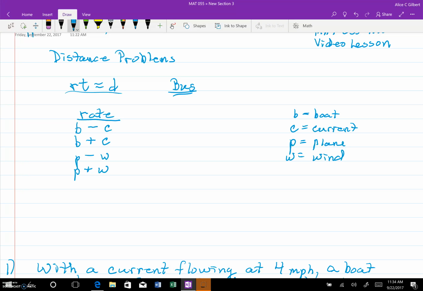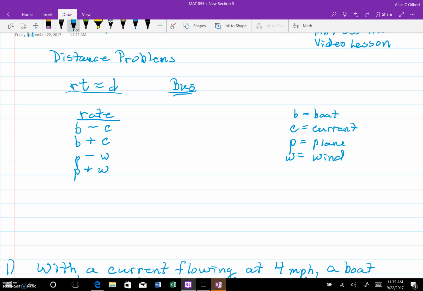So always do the speed of the boat or the plane first, and then the speed of the current or the wind second. Now, when the boat is going with the current or the plane is going with the wind, it's going to go faster. So we add the current or the wind. When the boat goes against the current, then, or the plane goes against the wind, then it's going to go slower. So we subtract it. Also, going against for a boat means going upstream, and with means going downstream for a boat.